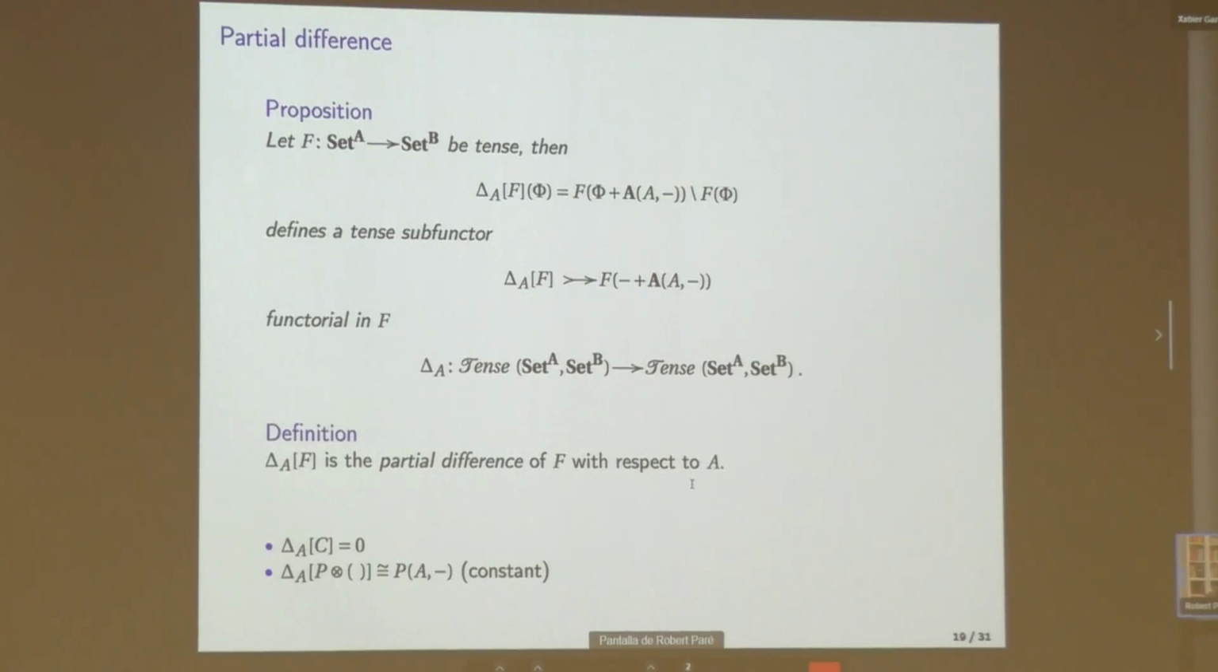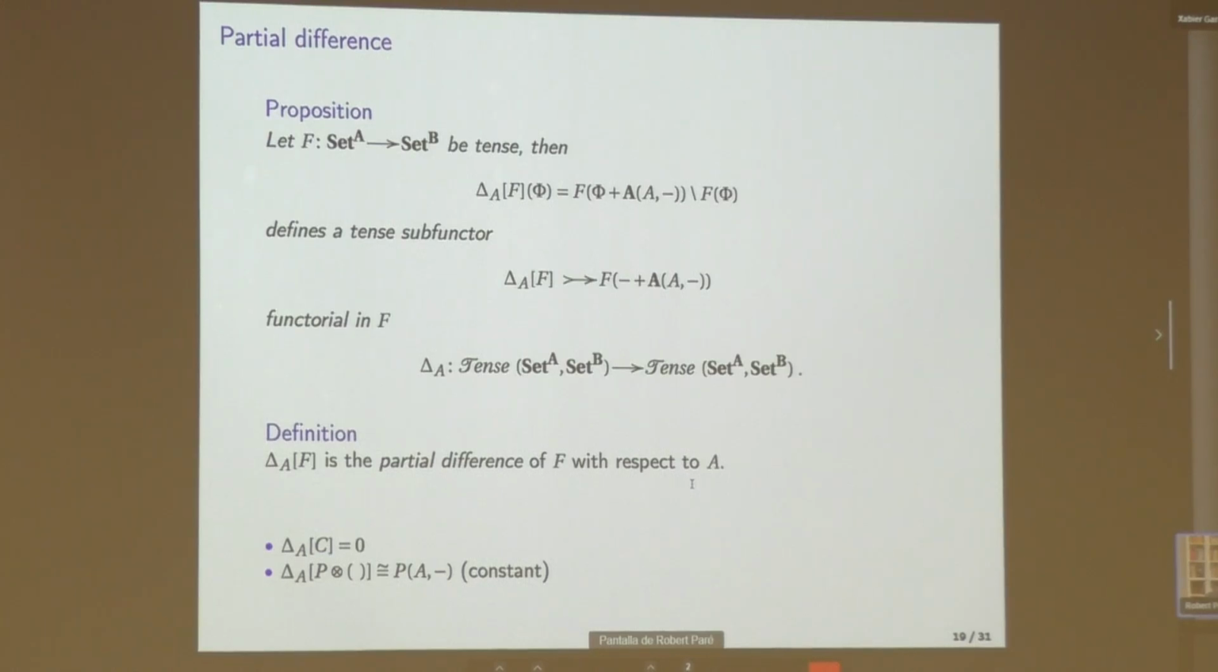Now, we can define the partial difference. So the partial difference is what I said it was going to be: f of x plus Hom minus f of phi plus Hom A minus f of phi. We get a tense subfunctor of f shifted by this Hom functor. And this is functorial in f. And so we get now a functor that goes from tense set to the A into set to the B into itself. We call this the partial difference of f with respect to A.